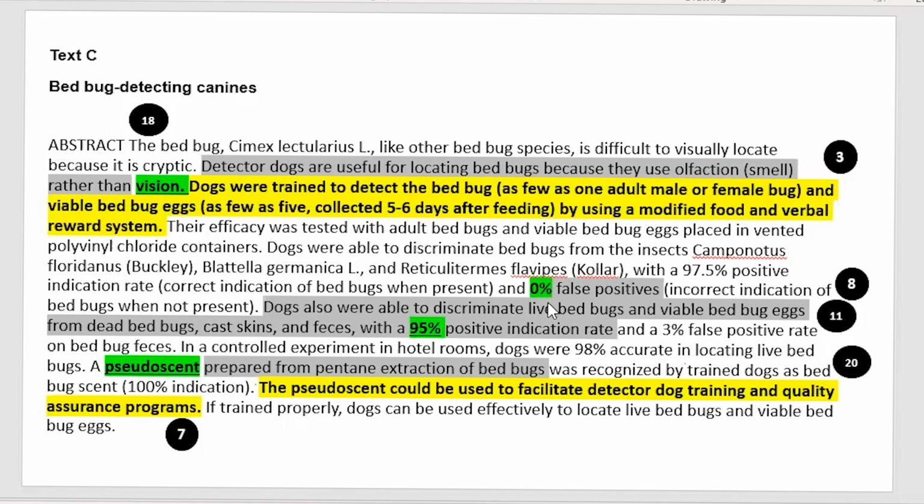It is clearly mentioned, 0% false positive. Okay, you have to read from here. Their efficacy was tested with adult bedbugs and viable bedbugs placed in vented polyvinyl chloride containers. Dogs were able to discriminate bedbugs from the insects with a 97.5% positive indication rate and 0% false positive indication of bed bugs when not present. Did you all get the answer? It is in text C. It is clearly mentioned 0% false positive rate.